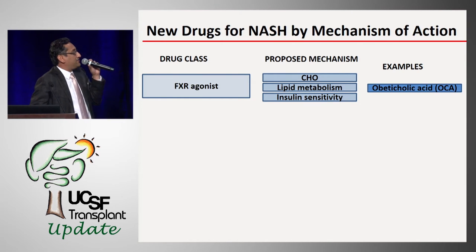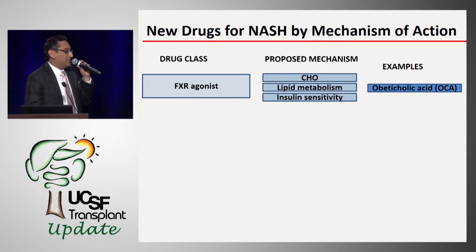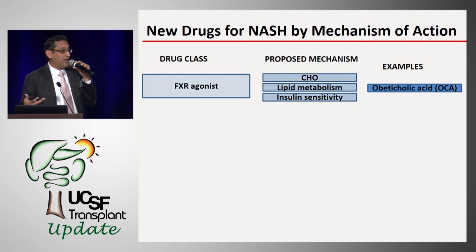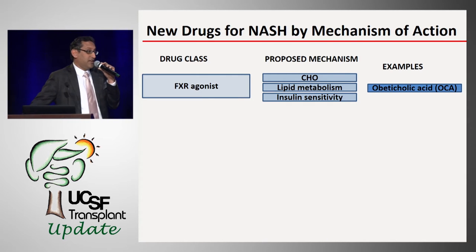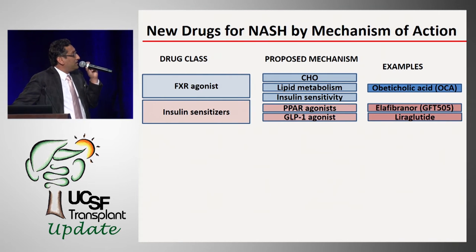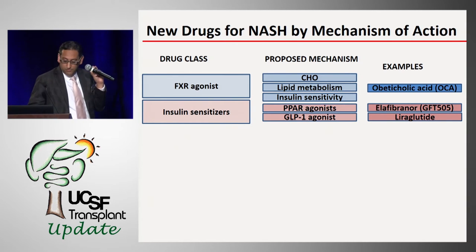To give you a taste, the first class is FXR agonists, which improve carbohydrate and lipid metabolism and insulin sensitivity. The main medication available right now in clinical trials is obeticholic acid. You may have heard about primary biliary cholangitis, for which it was recently approved. It's an FXR agonist, which we're going to talk about. For insulin sensitizers, the two main classes are PPAR agonists and GLP-1 agonists. Elafibranor, which is GFT-505, and liraglutide are the two main medications in this category right now.